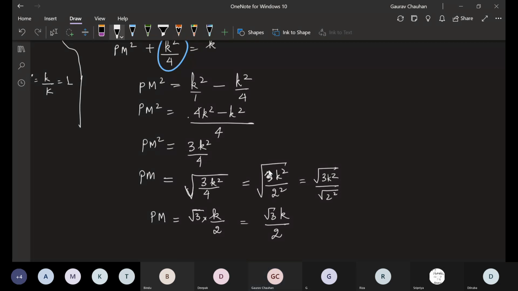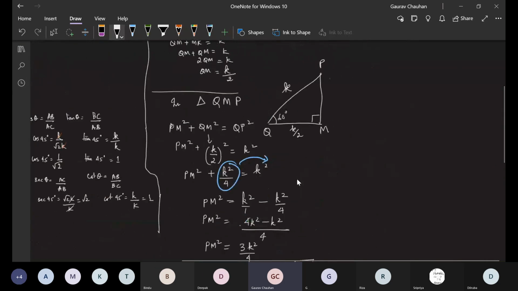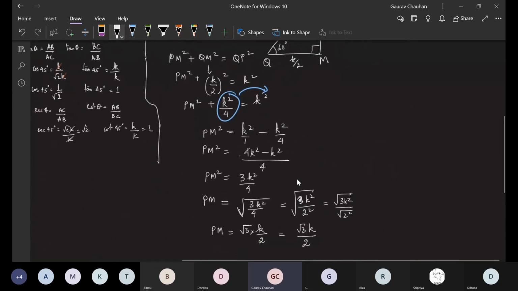Okay everyone, any confusion in this whole calculation? I'm going to leave it on the screen for a minute. Think about it. Time to copy later. Right now, if we have any confusion about this calculation. Root 3k by 2. Okay. Are we good, everyone?